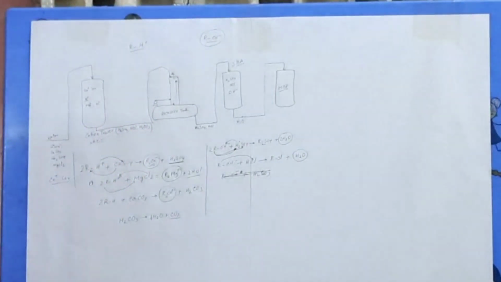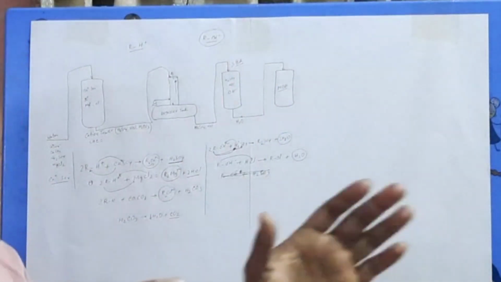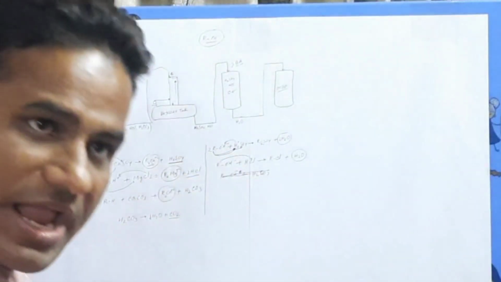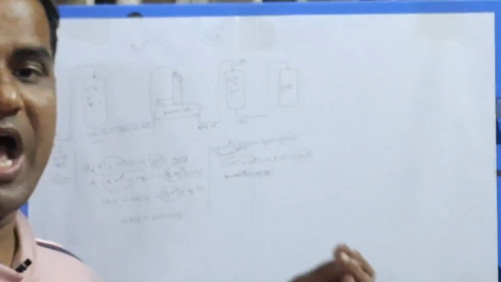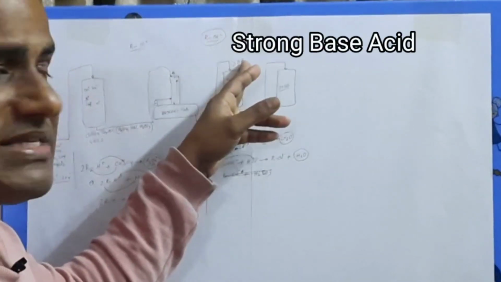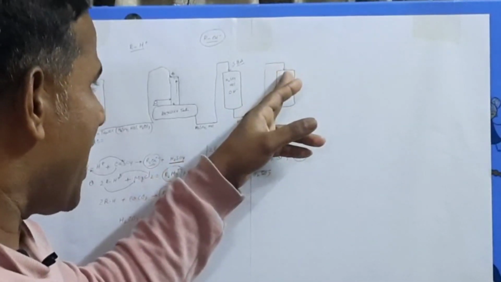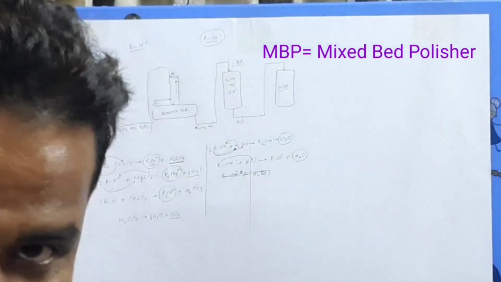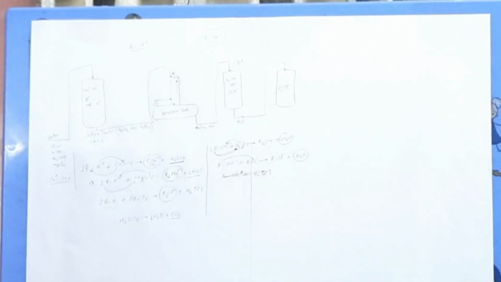In this MBP, cation resin and anion resin are both available. It is called a mixed bed. That means cation resin and anion resin are both present. That's why it is called the mixed bed polisher unit. Whichever impurities are present after the SBA, strong base anion, these impurities will enter the MBP unit. In this MBP tower, cation resin and anion resin are available.